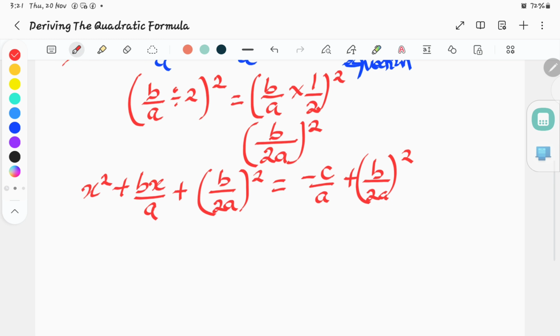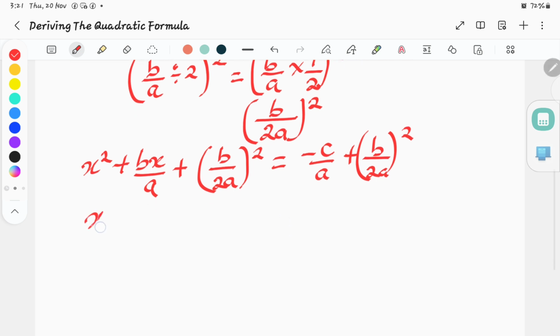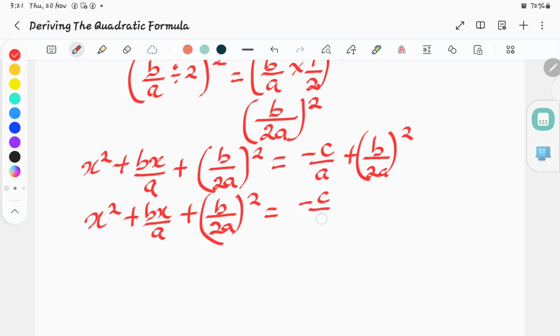Now, what we are going to do is factorize this left-hand side, but we'll do that much later. So let's just keep repeating what we have. We have x squared plus bx over a plus b over 2a, and don't expand this bracket. Just leave it the way it is. Negative c over a plus, if we expand this, b squared is going to give us b squared, obviously. Then 2a squared. 2a squared means 2a times 2a.